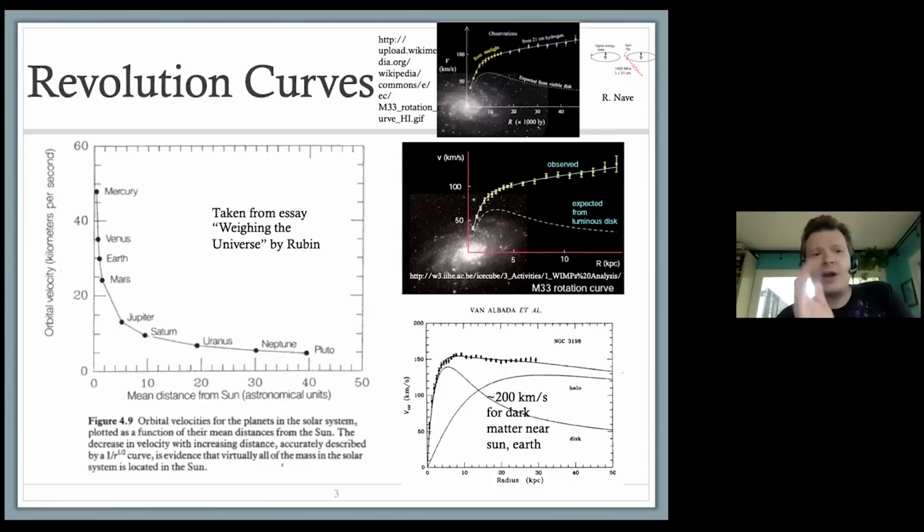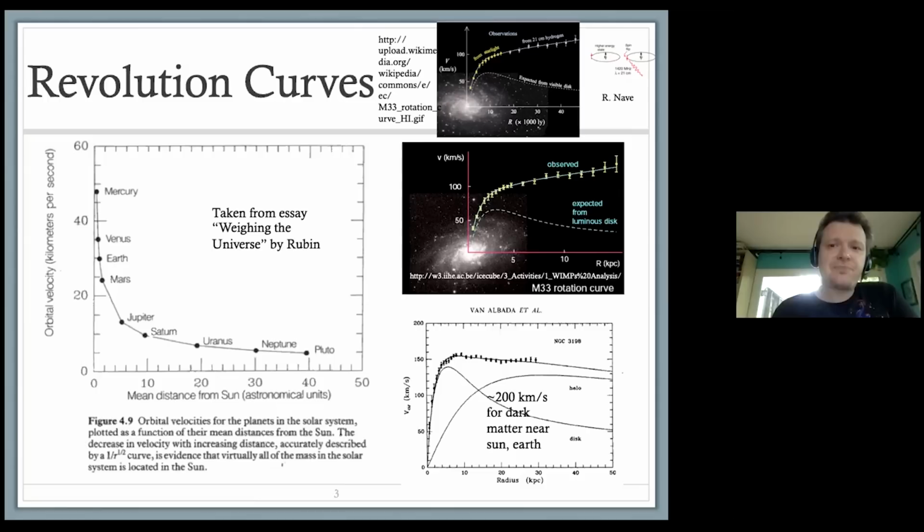But that's what's observed in our solar system. We've discovered thousands of exoplanets as observed in other solar systems, but this does not appear to work on large scales. It does not appear to work on galactic scales.